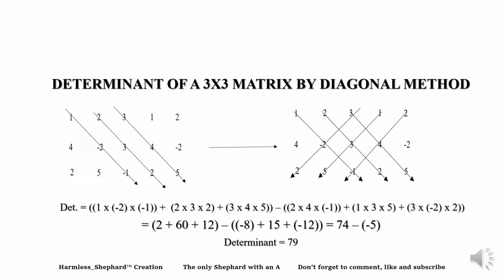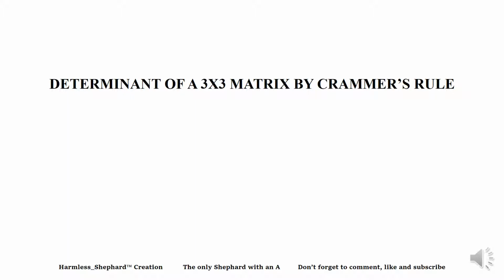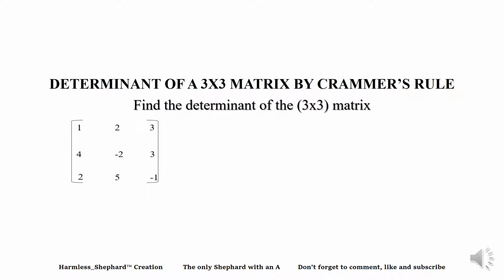The diagonal aspect here is how we do the multiplication. So let's move on to the next method, which is the Cramer's rule. In the Cramer's rule here, we actually have two approaches. We can either go by the column or we go by the row. It's either the column or the row. So let's use the column approach first.